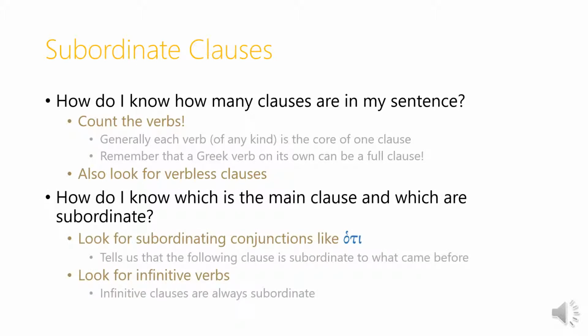How do I know which is the main clause and which are subordinate? Well, first of all, we can look for subordinating conjunctions like Hoti. These are conjunctions that connect clauses but make one logically subordinate to the others. In other words, make one clause a logical modification of, or modifier of, the main clause. Hoti tells us that the following clause is subordinate to what came before in one of a couple of senses, and I'll explain those in just a moment. The other thing we can do is look for infinitive verbs, because infinitive clauses are always subordinate.